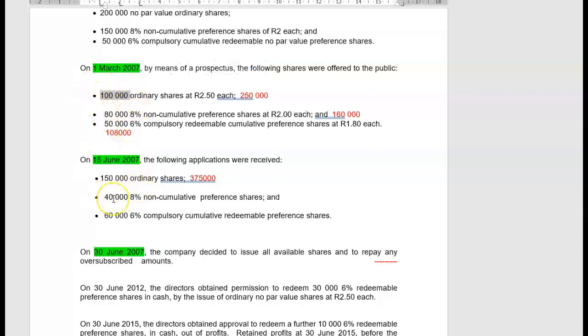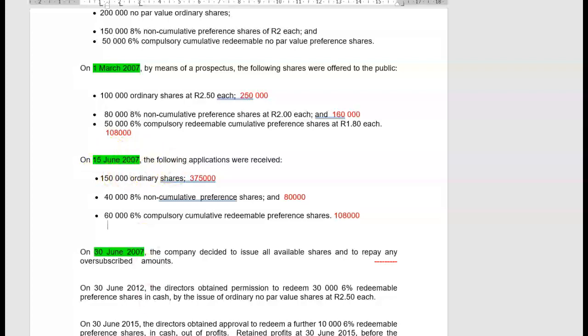Then we also received 40,000 applications for our 8% non-cumulative shares. So therefore we received at R2 each, 80,000. And then we received applications for 60,000 6% compulsory cumulative redeemable shares. So 60,000 at R1.80, and that gives us 108,000 rand. Now remember, the applications that we've received, we will accumulate in our bank account, and we will transfer the counter leg to the share application and allotment account.